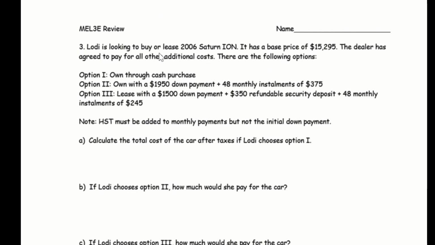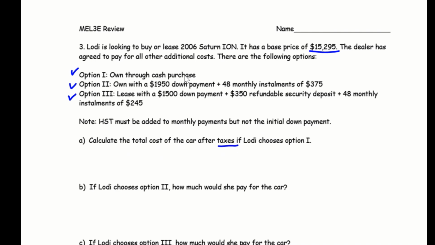Then the third question. This one is buy or lease a car. It has a base price of 15,295. Then the dealer has agreed to pay for all other additional costs. So there are the following options. Option 1, buy cash. Option 2, down payment, then pay other things later, and the third one is lease. Now HST must be added to the monthly payments, but not the initial down payment. So calculate the total cost of the car after tax.